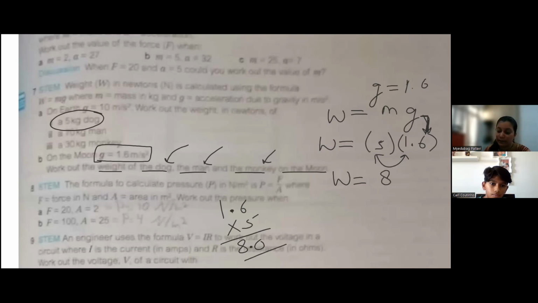Similarly, if you have to find it for the man, the mass of the man is 70. You can do it yourself later on. So it will be 70 multiplied by 1.6. In the third part, it will be 30 multiplied by 1.6. Will you be able to solve it now? This one I'm leaving for you. You can solve it later on, okay? For the second and third parts, you have to find out the weight of a man and a monkey on the moon. Okay, let's see the next one.